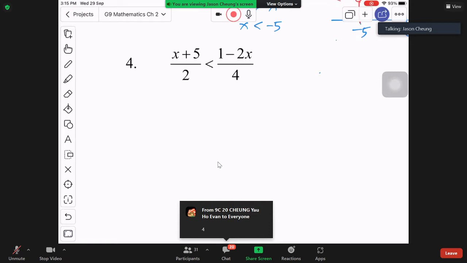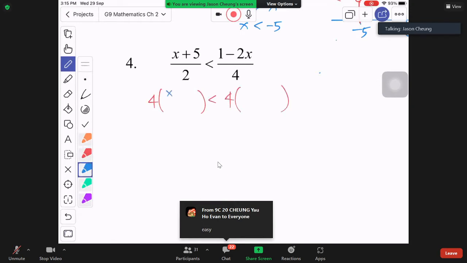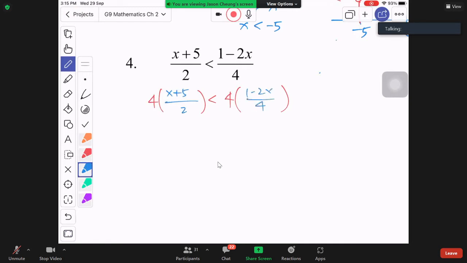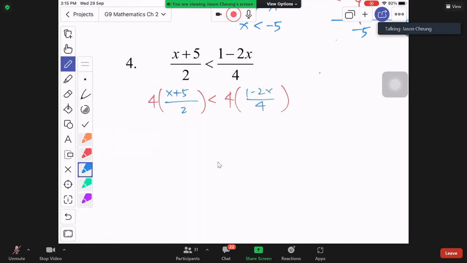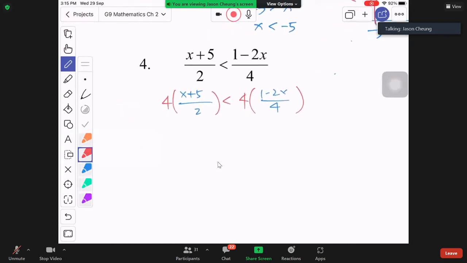We are going to multiply something. Here, we are going to multiply by 4 on both sides. These steps you do not need to write, but I just want to show you. We're going to multiply by 4 on both sides. 唔使寫㗎呢個, show 俾大家睇啫.